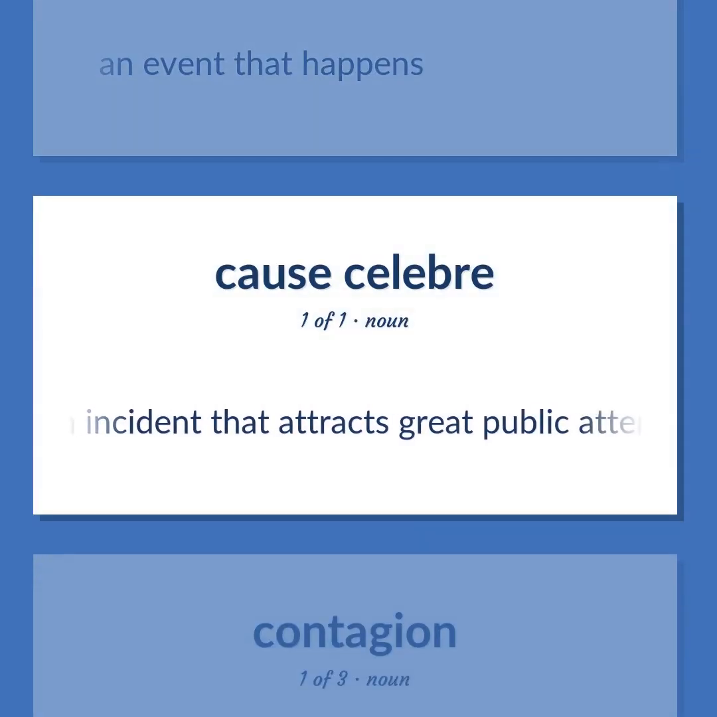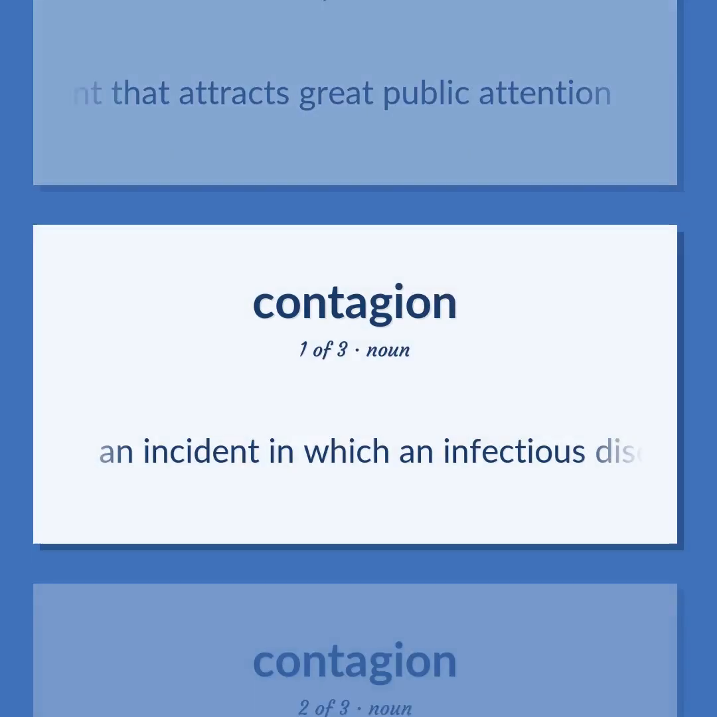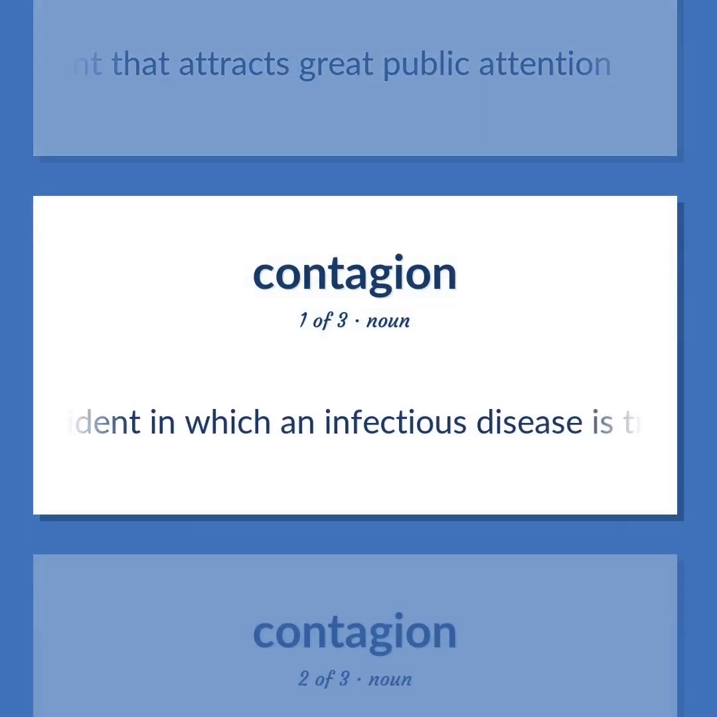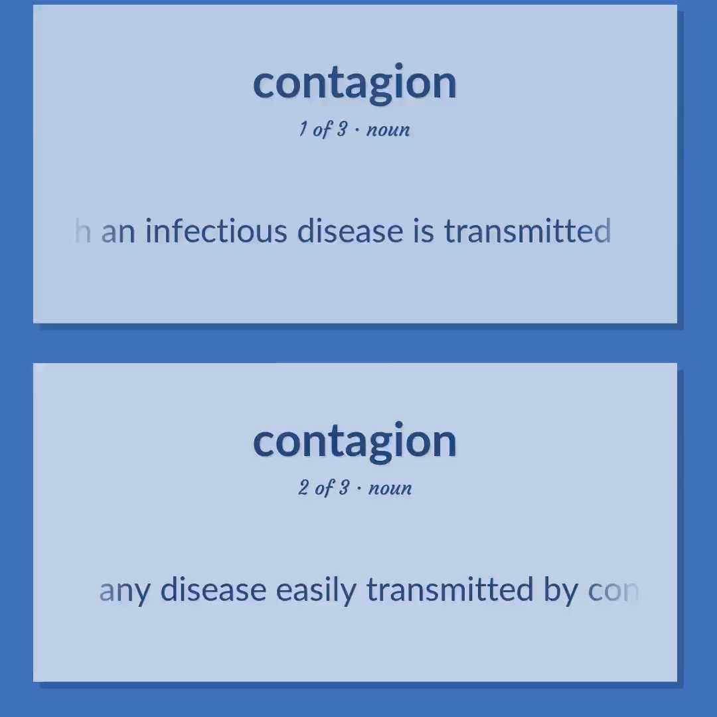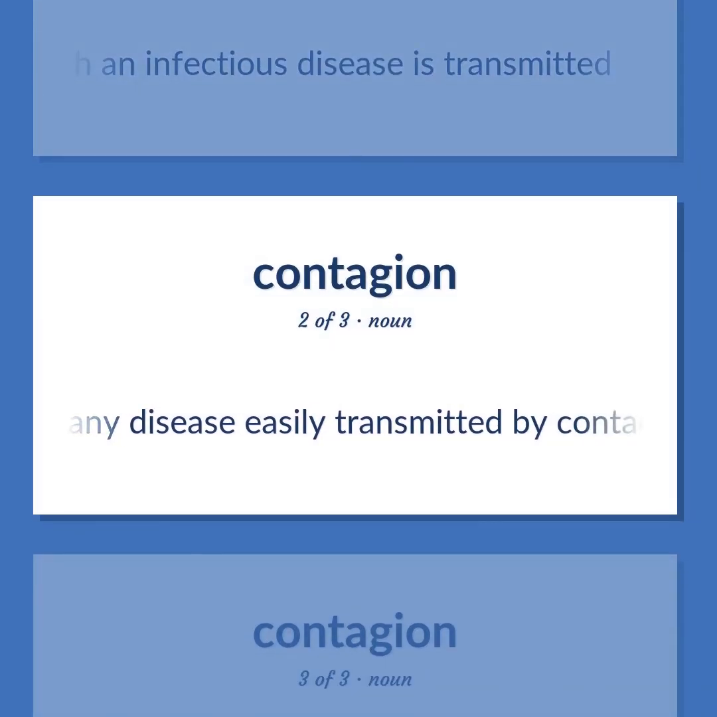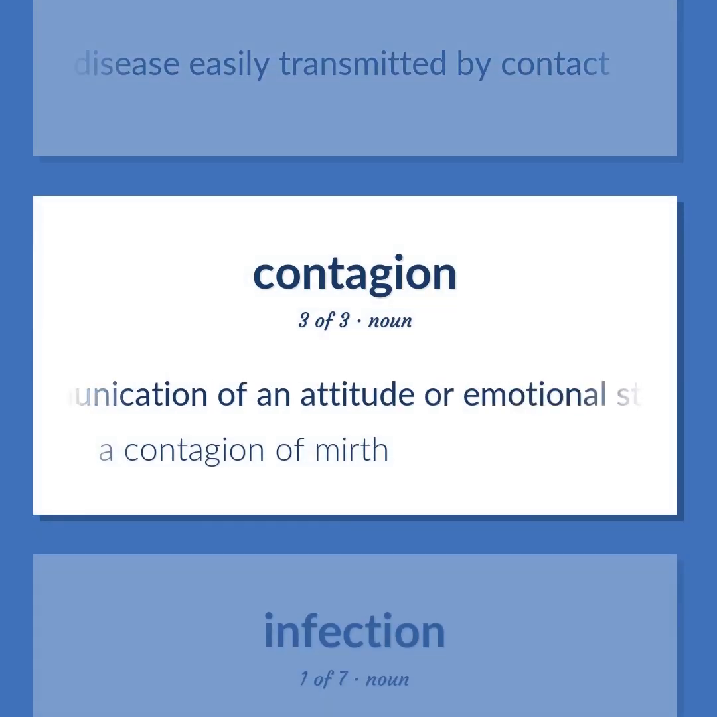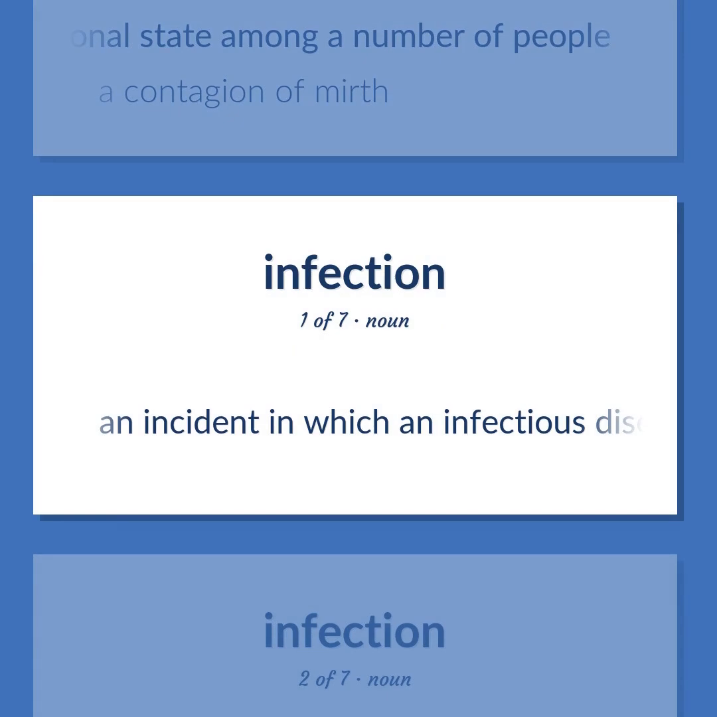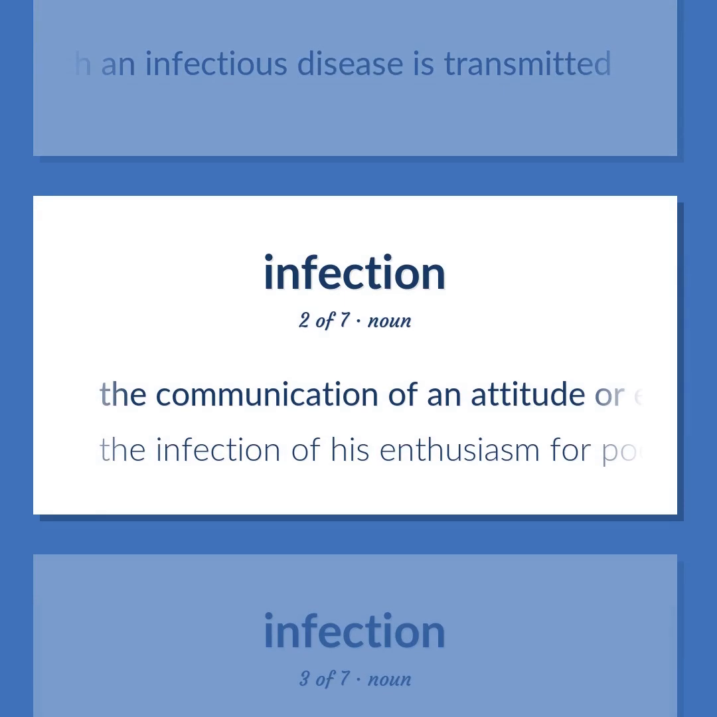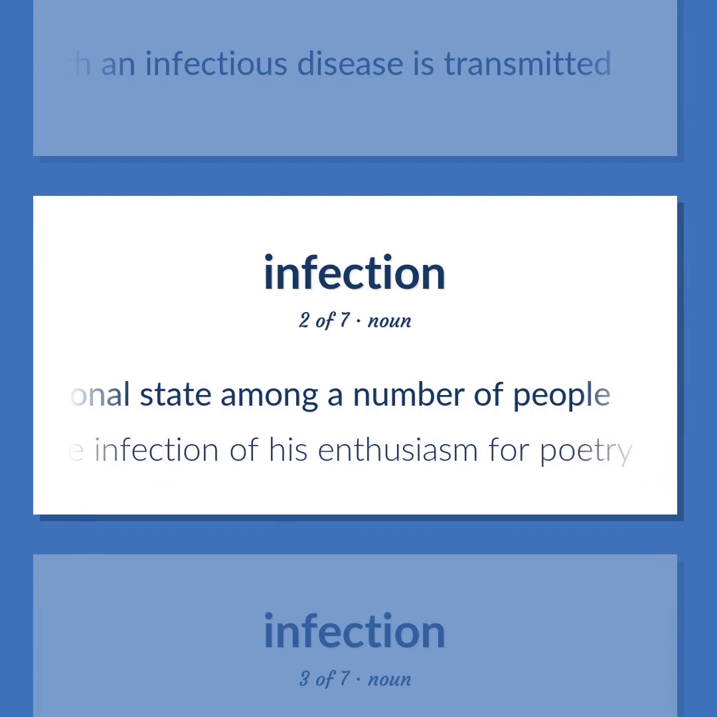An incident that attracts great public attention. Contagion: an incident in which an infectious disease is transmitted. Any disease easily transmitted by contact. The communication of an attitude or emotional state among a number of people. A contagion of mirth. Infection: an incident in which an infectious disease is transmitted. The communication of an attitude or emotional state among a number of people. The infection of his enthusiasm for poetry.